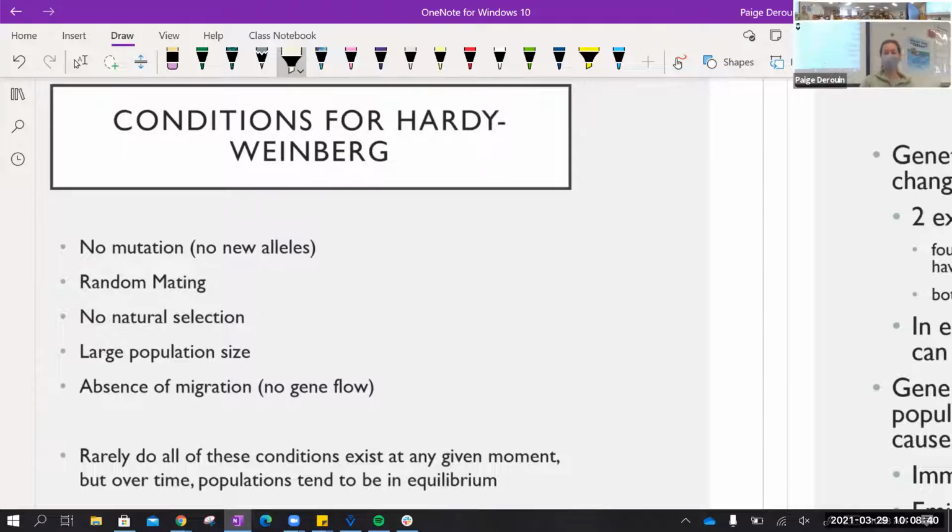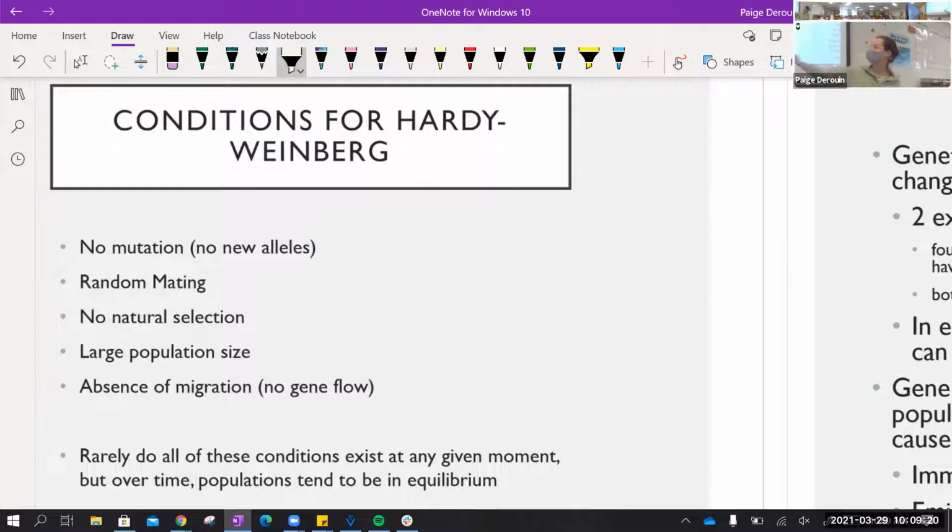Those are that there's no mutation happening in the alleles that we're looking at. No new alleles are being added in. There's random mating, which means one trait is not any more attractive than the other traits. There's no natural selection happening, so there's not a selective pressure that's causing one trait to become more common than the other. There's a large population size, which means there's a big gene pool. And there's no gene flow, which is what we call migration. That means all of the white bunnies happen to leave. That would put our model out of equilibrium, and obviously it wouldn't work then.